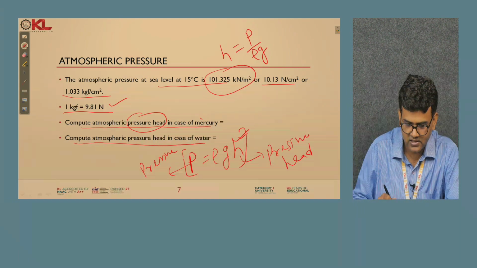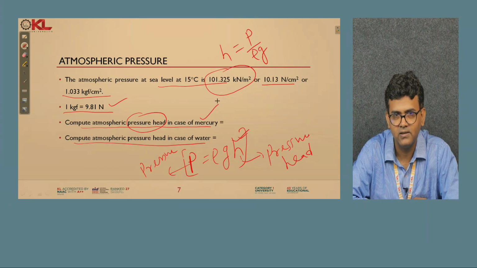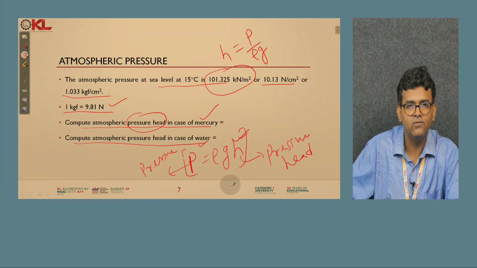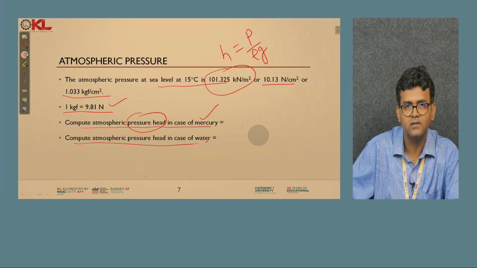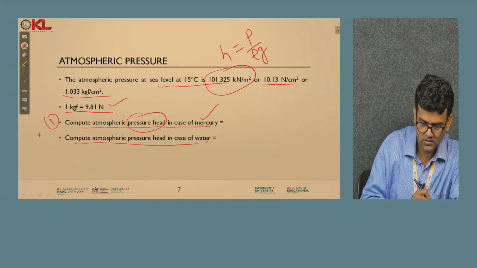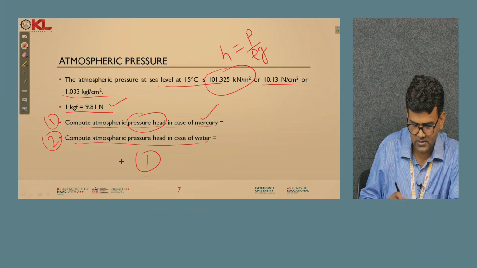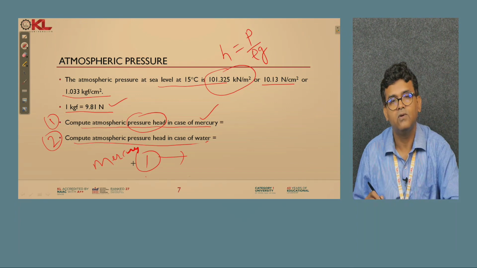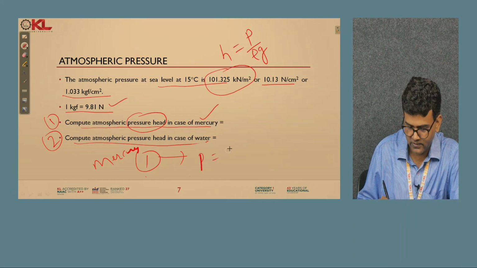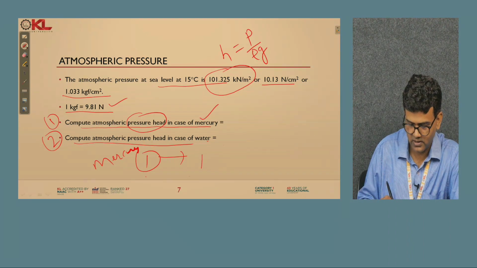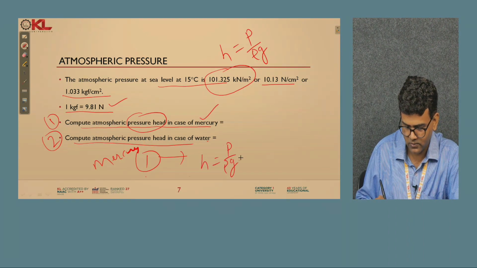Now the first case is mercury, and the second case is water. We are going for the first case, where mercury is there. P equals rho g h, or better to write it in terms of h, as you have to find h. h is equal to P upon rho g.